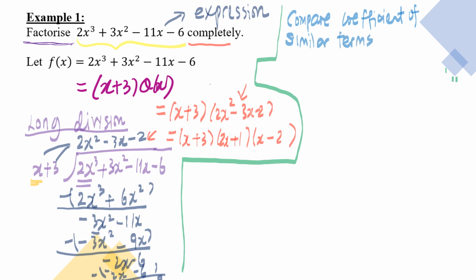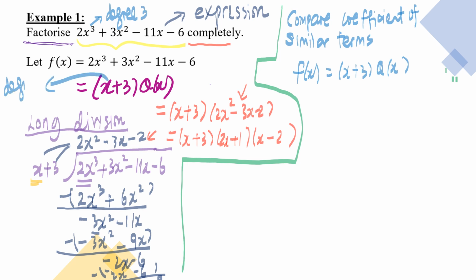So you have f of x equals x plus 3 multiplied with the quotient. Your f of x is of degree 3, and the divisor is of degree 1. So therefore your quotient must be of degree 2, because 1 plus 2 gives you 3, isn't it?